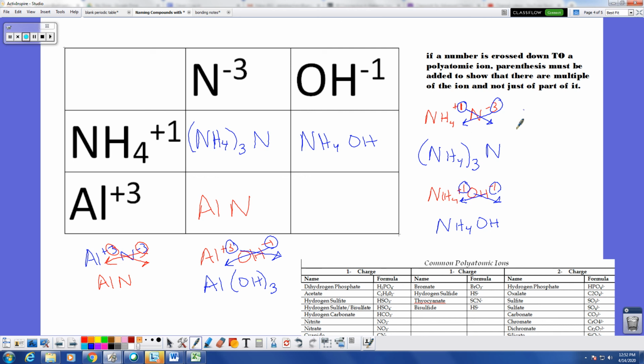You still will reduce 2 2s, or 3 3s, or 4 2s, to smallest whole number ratios. You would never reduce this 4 right here though. That's part of the polyatomic ion and it is protected. But if you crossed a number and had parentheses, you could reduce those crossed down numbers.